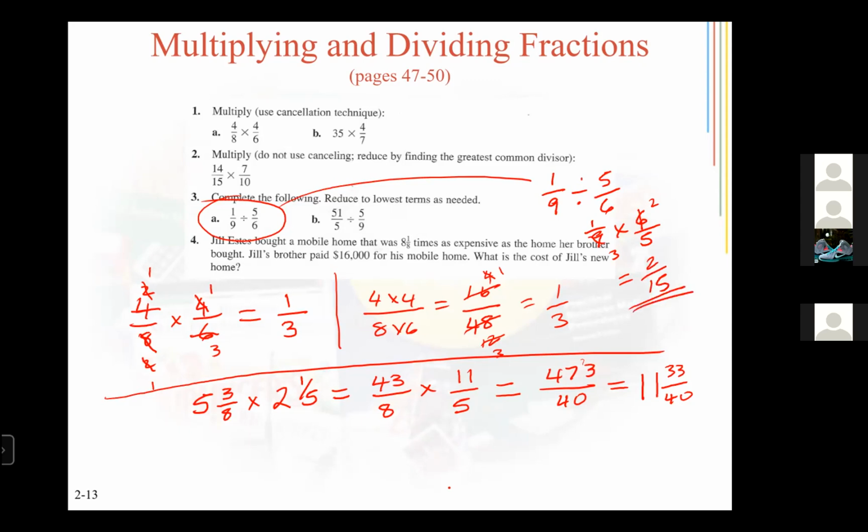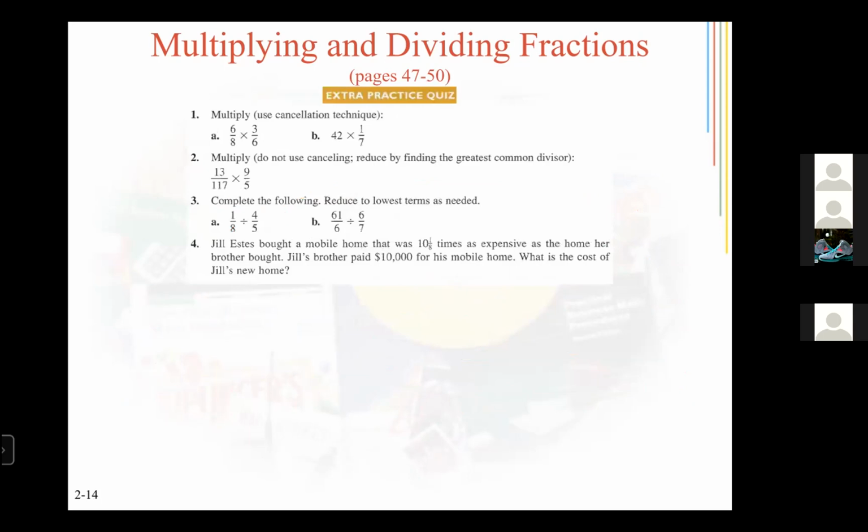So first step is to invert the second fraction and then treat it as a multiplication. Now, if you had a mixed number, then the same step we would do when you multiply. First, you need to change the mixed number to an improper fraction. Then you invert the second one and treat it as a multiplication after that. Same step as you do for multiplication. Okay.